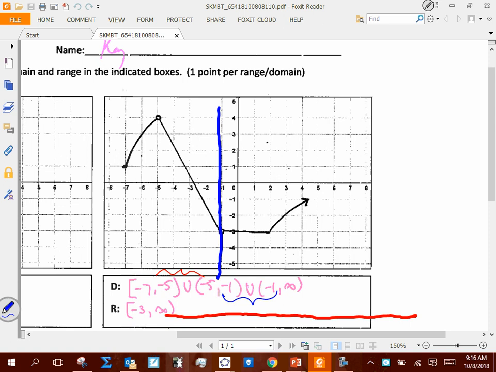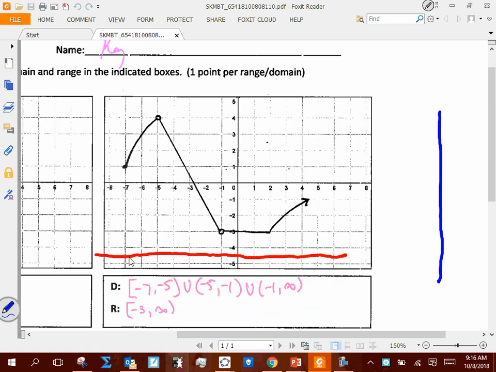Now, as I move that blue bar through, what's the last x value that I encounter? A lot of people put 4. But that arrow means we keep going on to infinity, right? So that's the interval we're looking at.